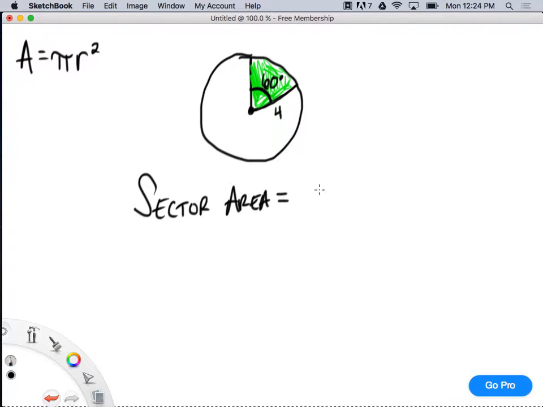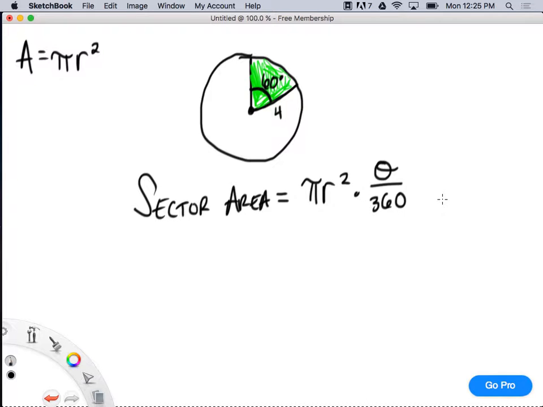So the sector area is equal to, listen to this, the area of a circle, pi r squared, but it's not the whole area because it's not the whole circle, right? It's a fraction of it. So how do I figure out how much of a fraction it is? I take the angle theta and divide it by 360.